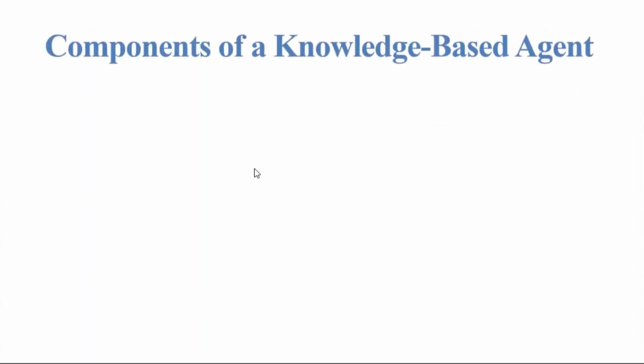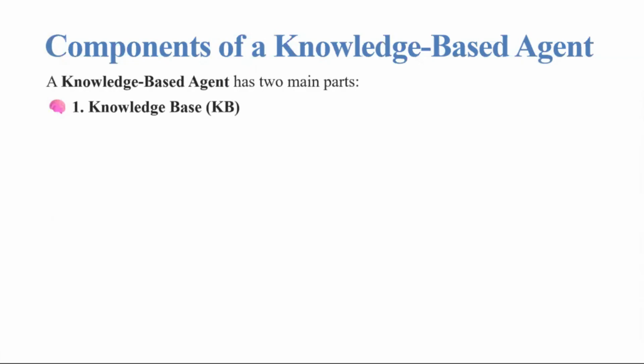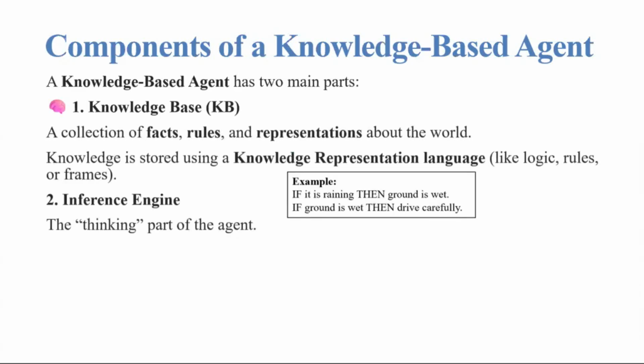The next topic is the components of a knowledge-based agent. You can think of a knowledge-based agent like the human brain. Our brain has two major responsibilities. First, it stores knowledge such as facts, experience, and rules that we have learned over time. Second, it uses that knowledge to think, reason, and make decisions. Similarly, a knowledge-based agent works in exactly the same way. It consists of two important components. The first one is the knowledge base. The second one is the inference engine. Let's understand each one in detail.